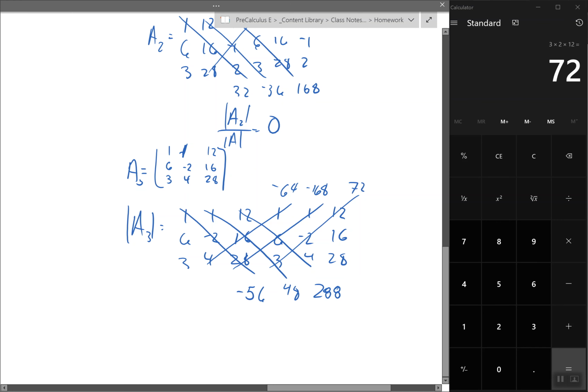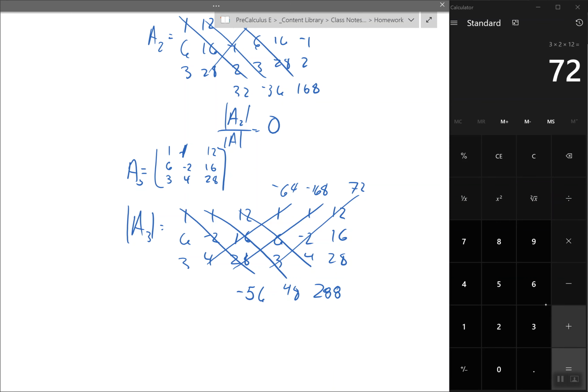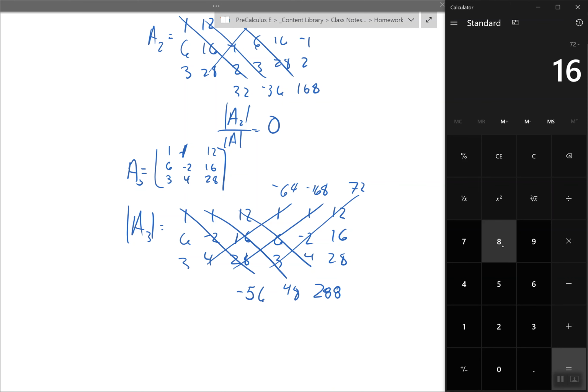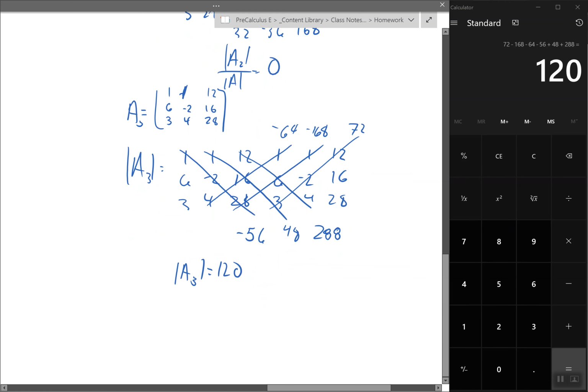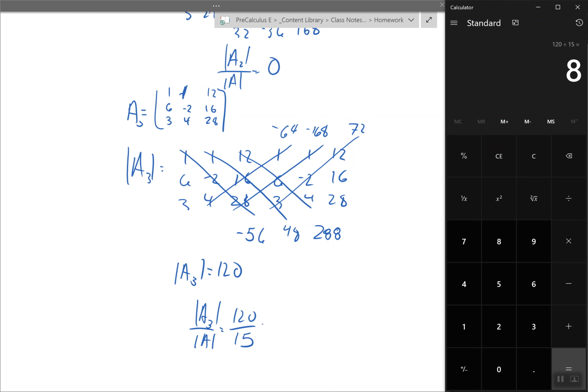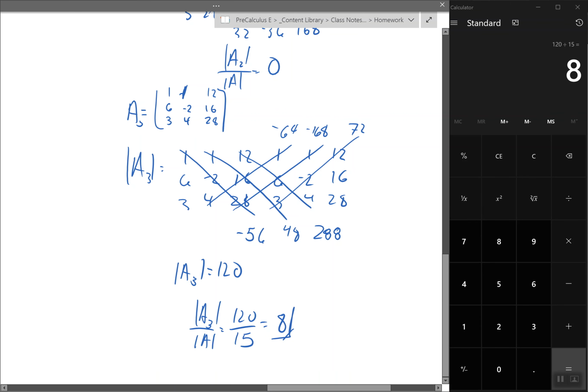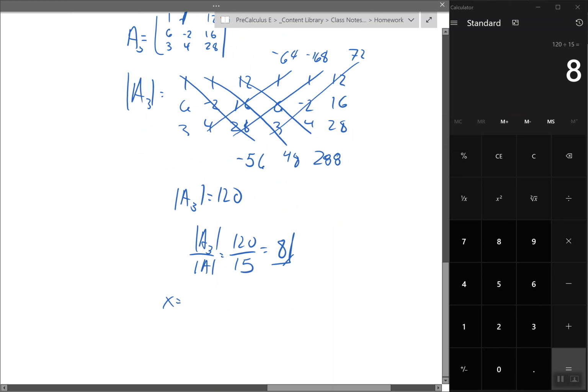Okay, I feel like that's what we had before, but let's just check this out here. So minus 168, minus 64, minus 56, plus 48, plus 288. That looks better. Okay, so the determinant of A3 is 120. So we have that over the original determinant, so 120 over 15, and that should be 8. Yes, okay. So there we go. Our solutions were x equals 4, y equals 0, and z equals 8.